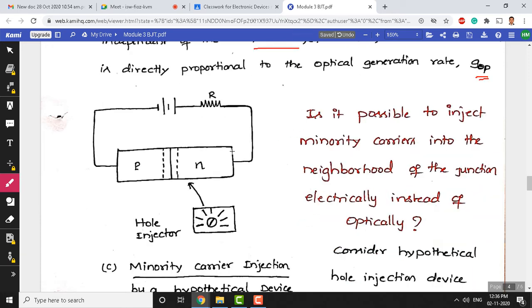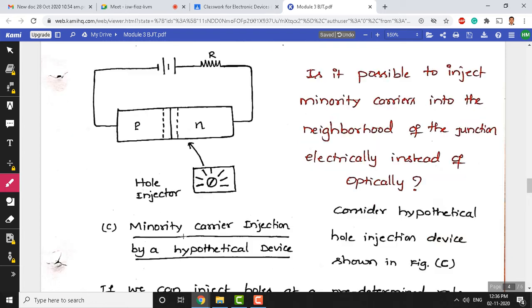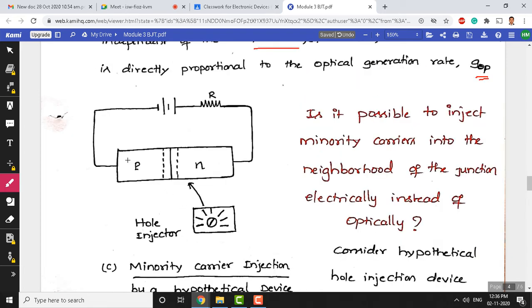Now, if you look at the mechanism of what is happening in the reverse biased PN junction, that can be mimicked using this hypothetical device. This junction remains the same as the circuit diagram we have discussed. There is a PN junction in reverse bias here, and the only thing is that instead of optical photons injecting on this, we will have another device called a hole injector.